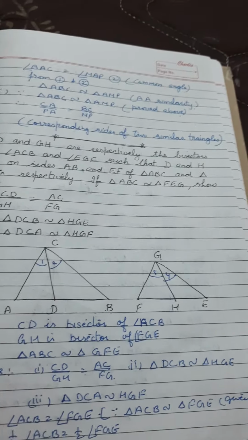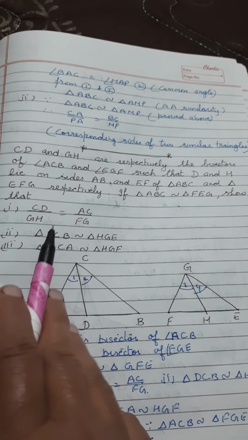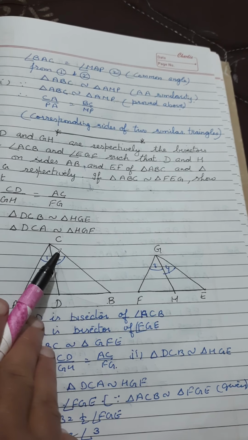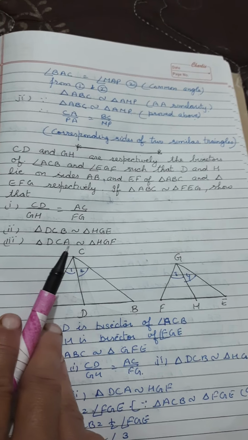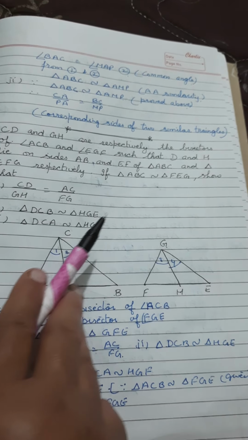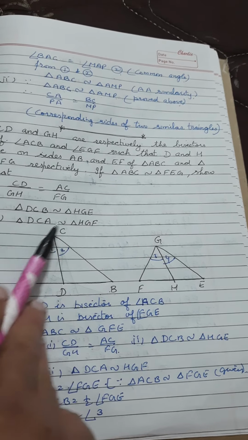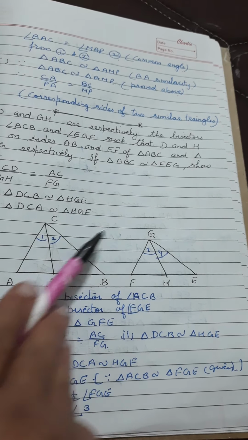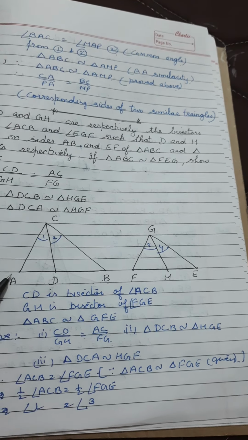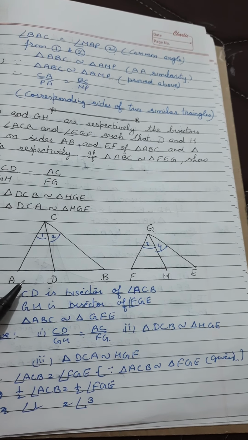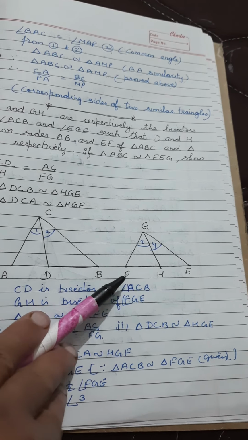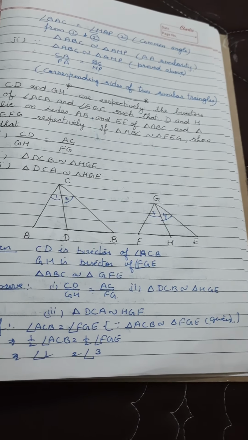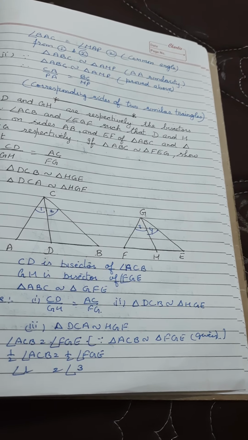Now see in these two triangles. First we have to prove CD by GH is equal to AC by FG. Because the proof always starts from the given. The given is that triangle ABC is similar to triangle FEG. Therefore we have AC upon FG is equal to AB upon FE is equal to BC upon EG, because the sides are in the same ratio.